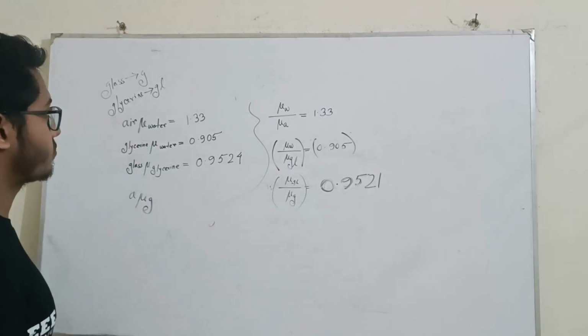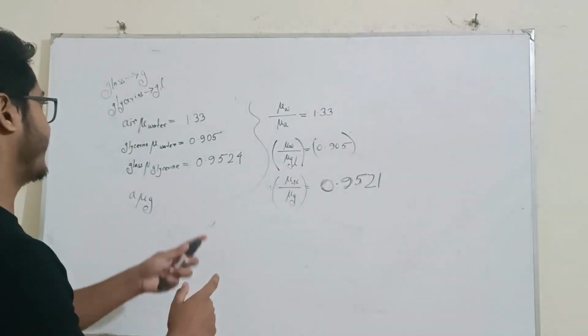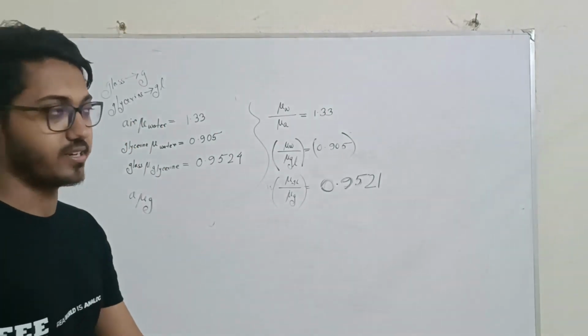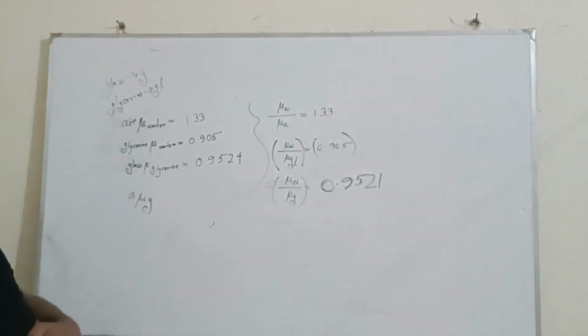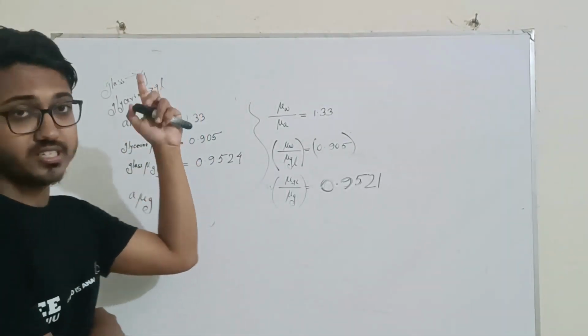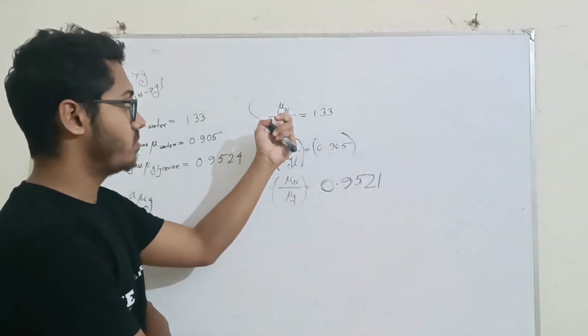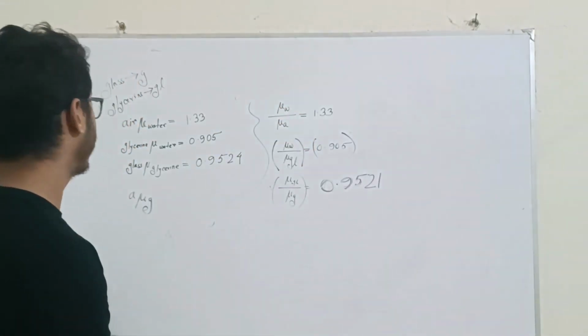Okay, so we have given the problems and I don't know whether you can see because the ink of this pen has finished and I don't have a marker right now. See, it's given that the refractive index of water with respect to air is 1.33. We can write the same equation as Snell's law, as nu W by nu A is equal to 1.33.